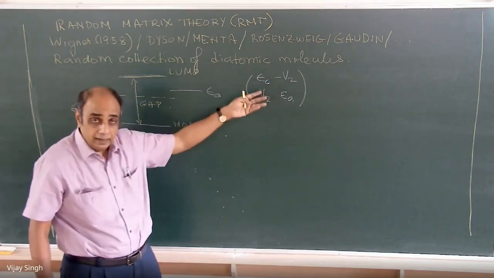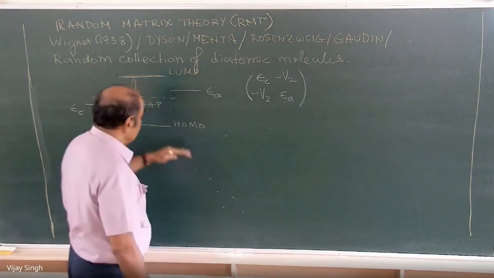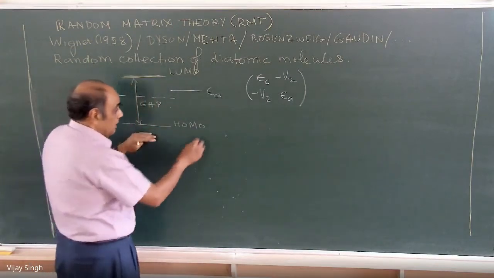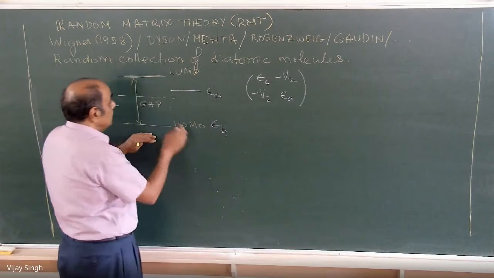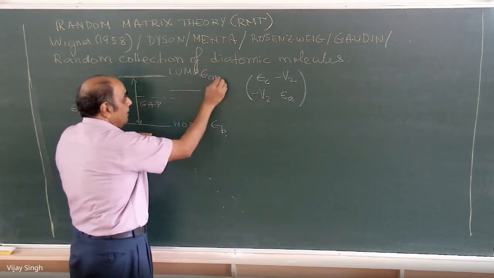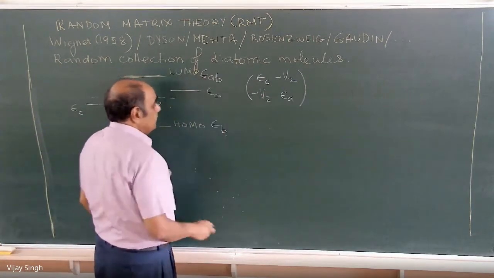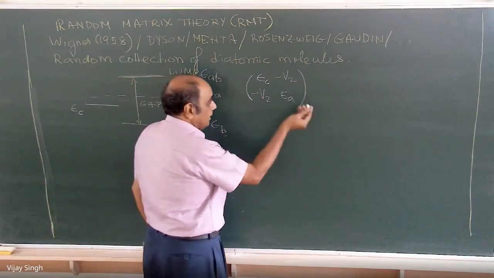If you diagonalize it, you get two levels, a bonding level and an antibonding level. This is the bonding level, this is the HOMO level. Let me call this EB. This would be the antibonding level, epsilon antibonding. I hope this is clear. So you have bonding and antibonding.